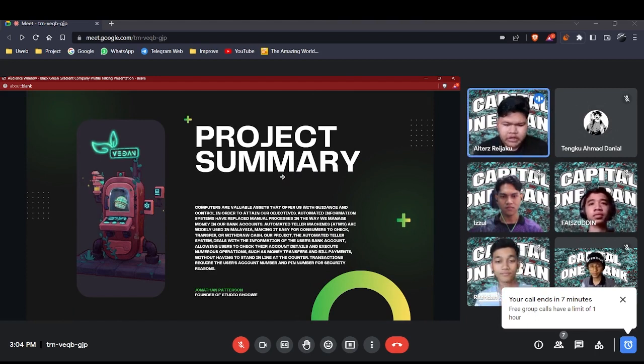Computers are a valuable asset that offer us guidance and control in order to attain our objectives. Automated information systems have replaced manual processes in the way we manage money in our bank accounts. Automated teller machines, ATMs, are widely used in Malaysia, making it easy for consumers to check, transfer, or withdraw cash. Our project, the automated teller system, deals with the information of the user's bank account, allowing users to check their account details and execute numerous operations such as money transfer and bill payment without having to stand in line at the counters. Transactions require the user's account number and PIN for security reasons.